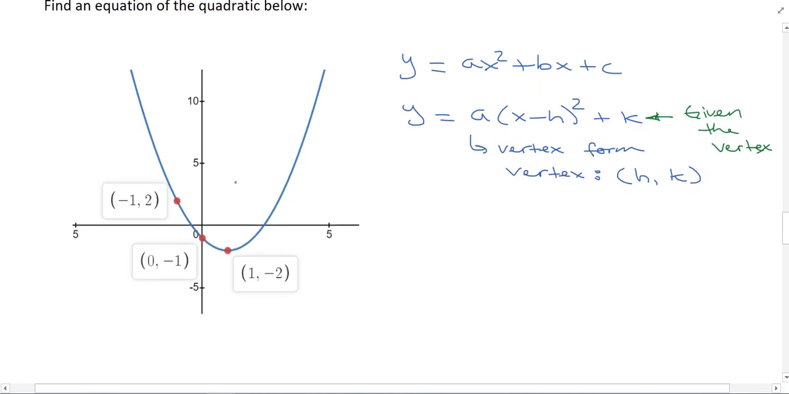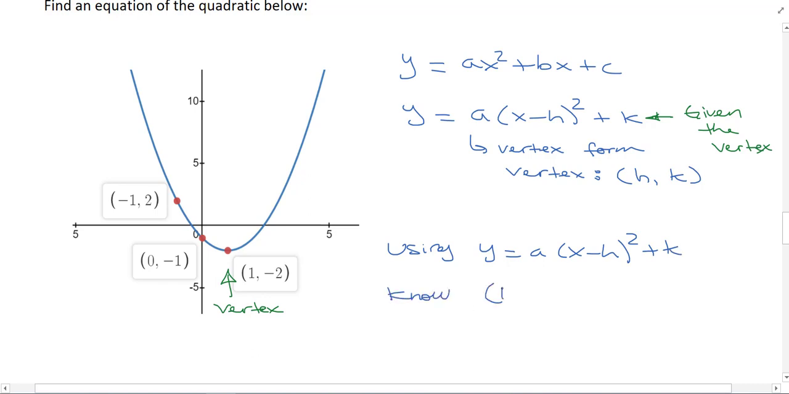Do we have the vertex here? So the vertex of the parabola is the point right in the middle. So we do have it. So this is the vertex. So I could use that one. So let's try it. So using y equals a(x minus h) squared plus k, we know that the vertex (h, k) in this case is going to be the point 1, negative 2.